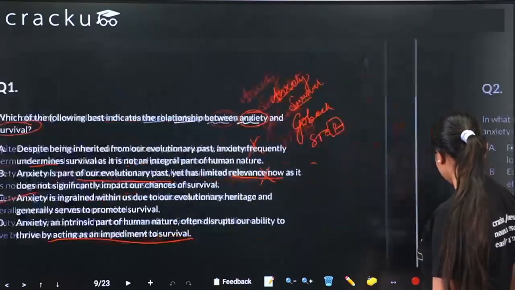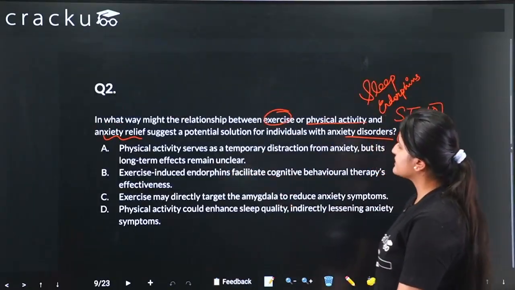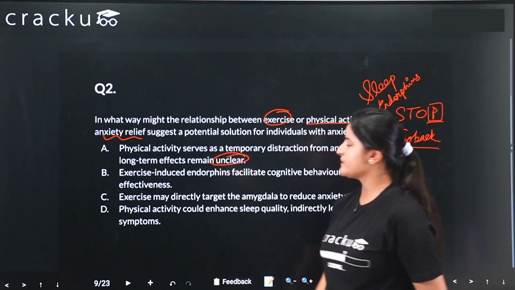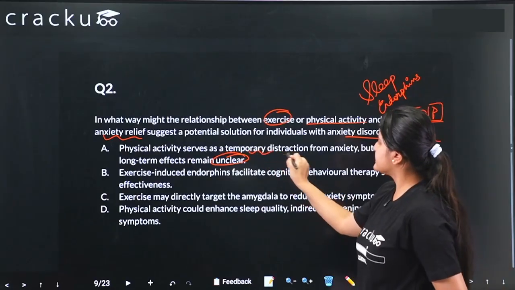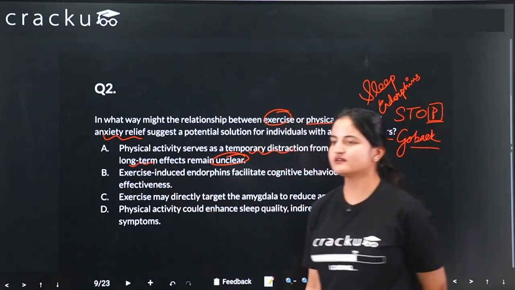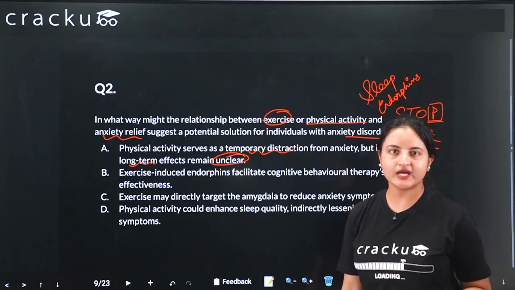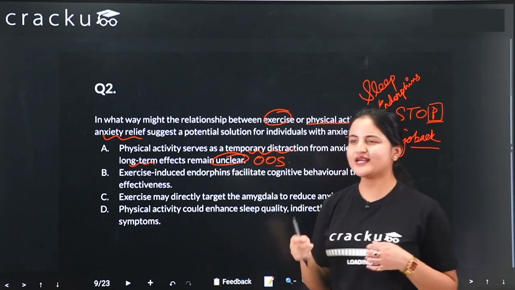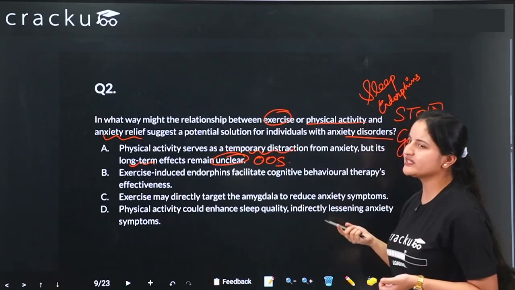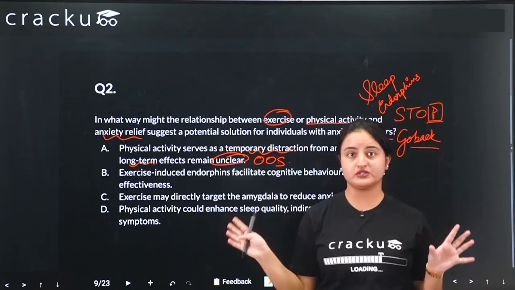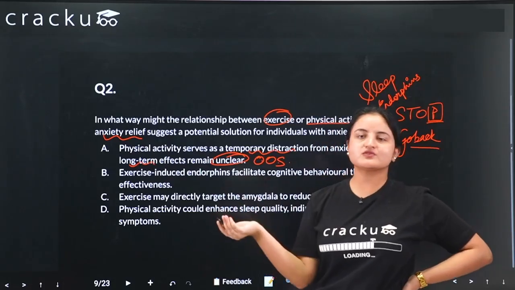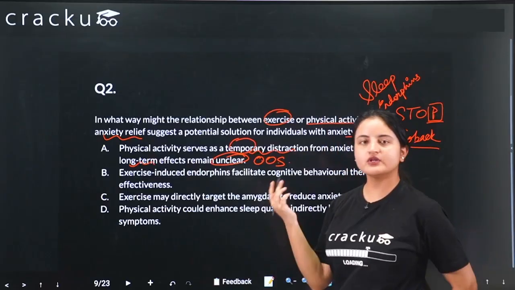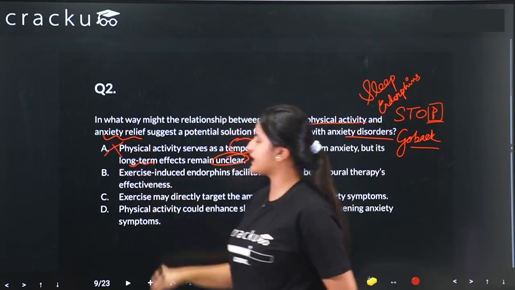Now let's look at the options. Physical activity serves as a temporary distraction from anxiety, but its long-term effects remain unclear. So temporary distraction, long-term effects, were these terms discussed? No, right? They are quite out of scope. OOS, they are quite like something that the author did not even claim. They sound posh, they sound okay, but it's not a part of the passage. Temporary or long-term effects, they were not discussed. So we can cancel it out, kill.